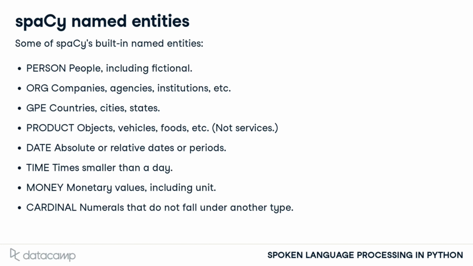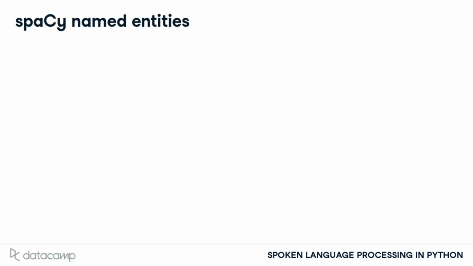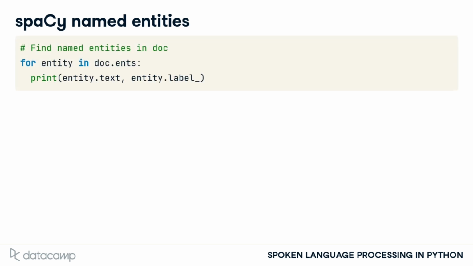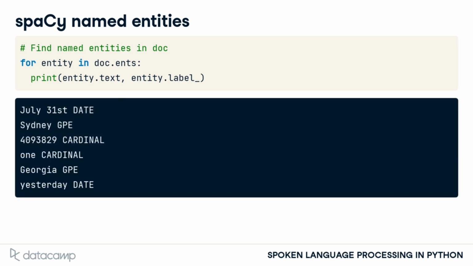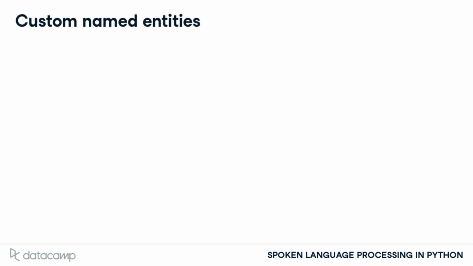It can recognize straight away. You can access the named entities in a doc using .ents. Let's try. .text shows us the token that the label belongs to, and .label_ gives us the named entity label of the text. You can see Sydney is given GPE for geopolitical entity. Spacy's built-in named entities are excellent, but depending on your problem, you'll probably want to develop some of your own.